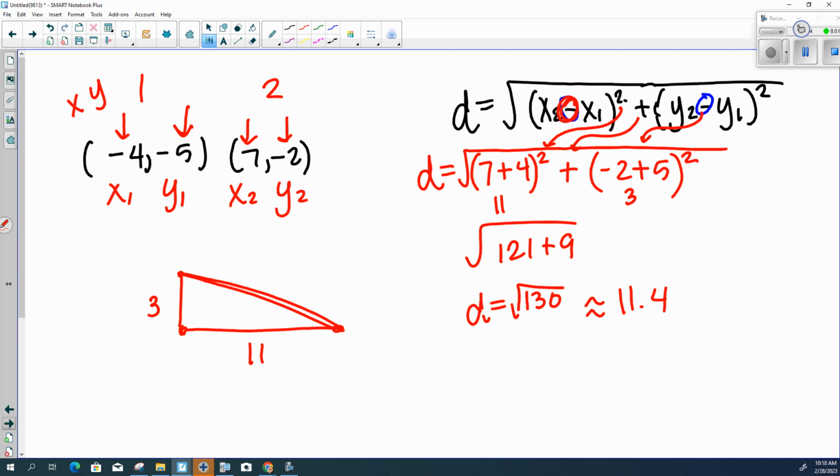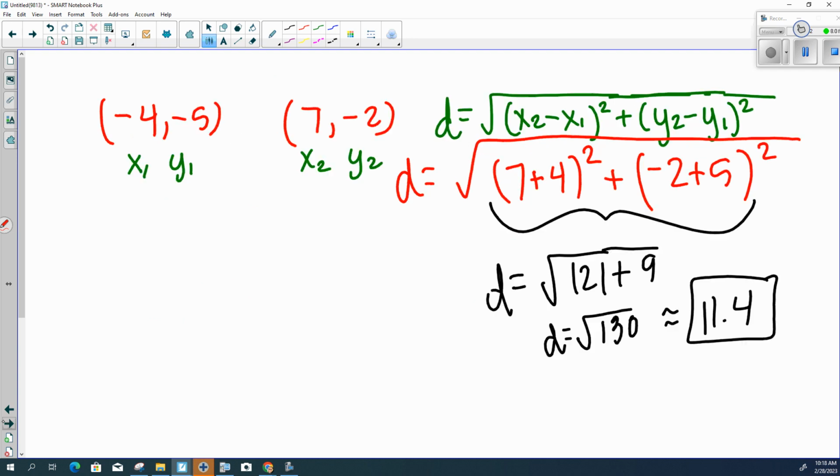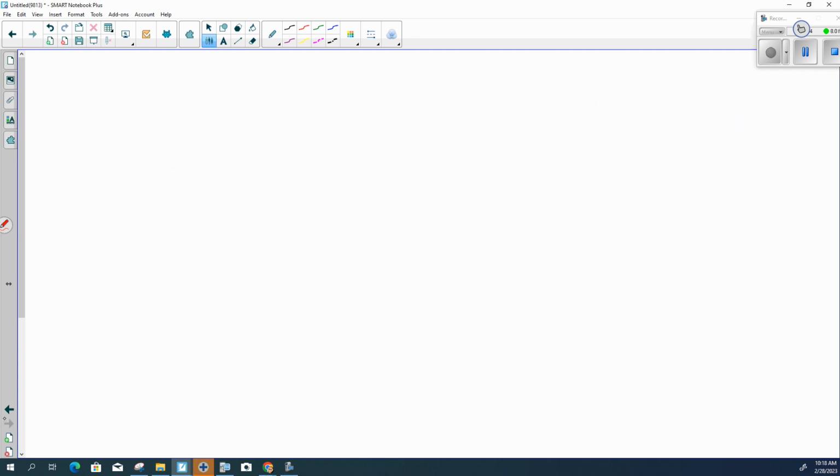Oh, and then we do a squared plus b squared equals c squared. This is the Pythagorean theorem. We're just not drawing pictures every single time. So same idea on number 2. Let's label them.